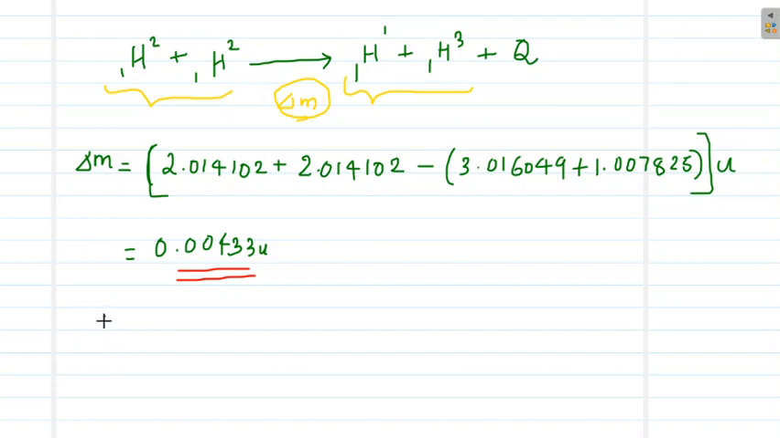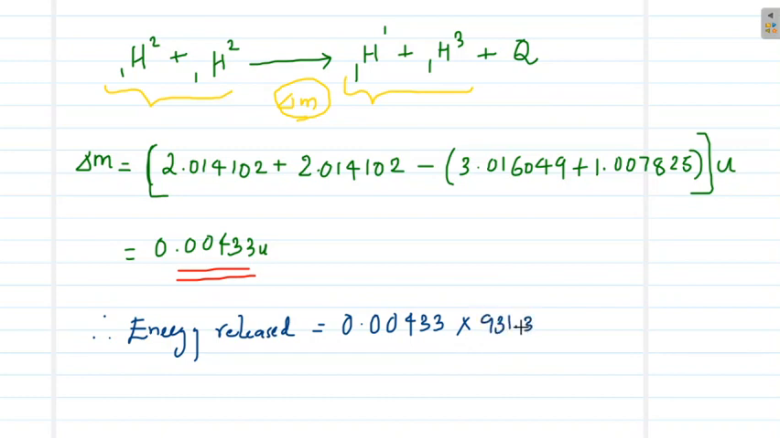So what will be the total energy released? Energy release will be the difference in mass multiplied by the conversion factor: 0.00433 multiplied by 931.5 or 931.3, that much amount of energy in mega electron volts. So this is equal to 4.032 mega electron volts. In this fusion process indicated by this nuclear reaction, this much amount of energy will be released.